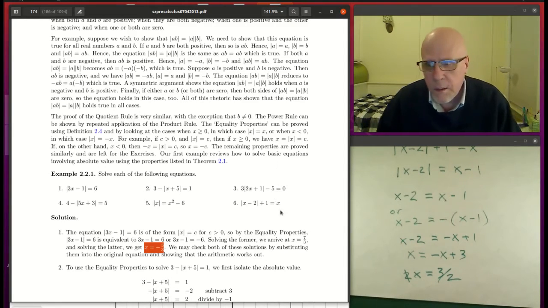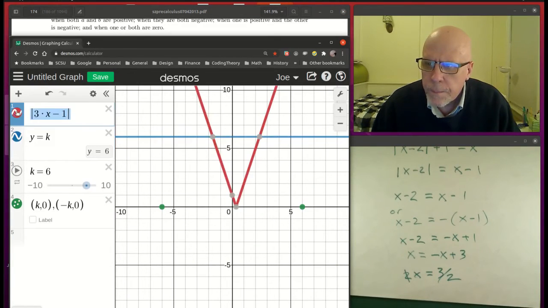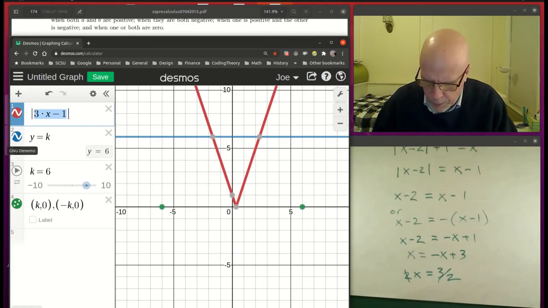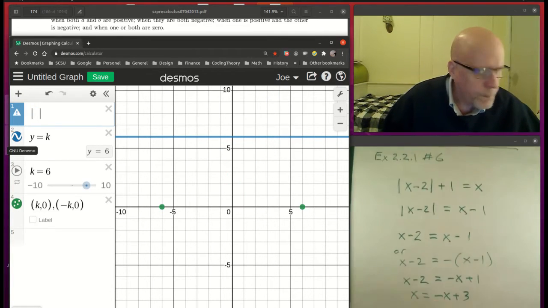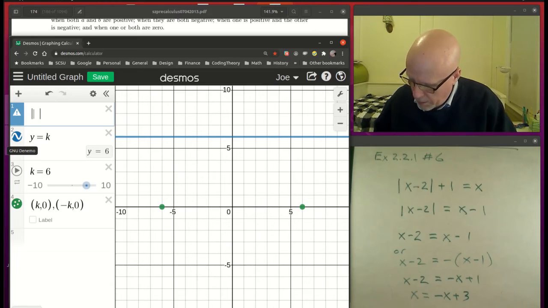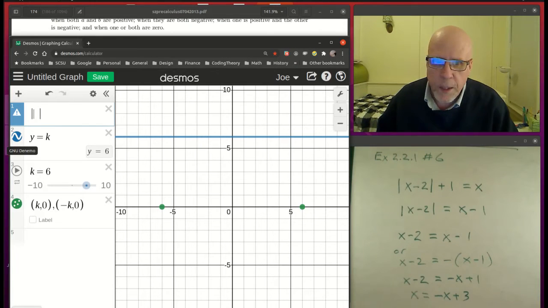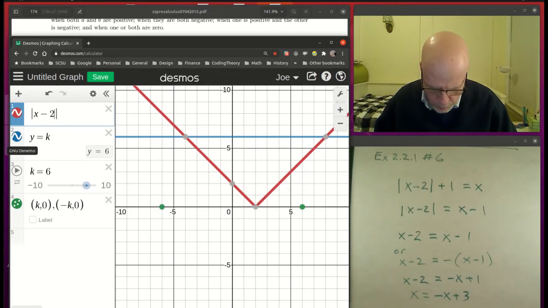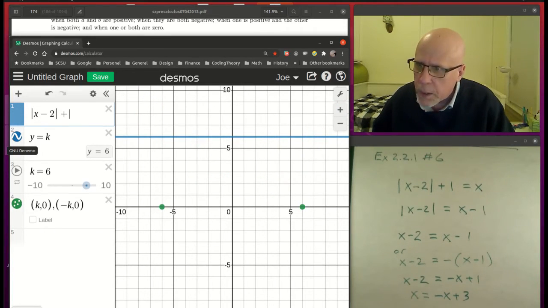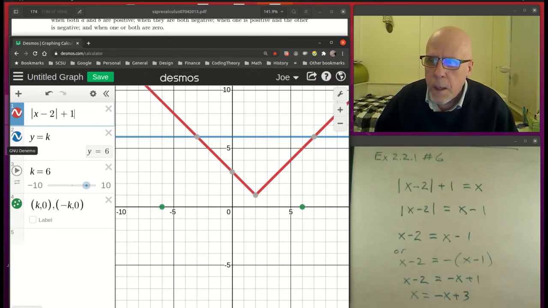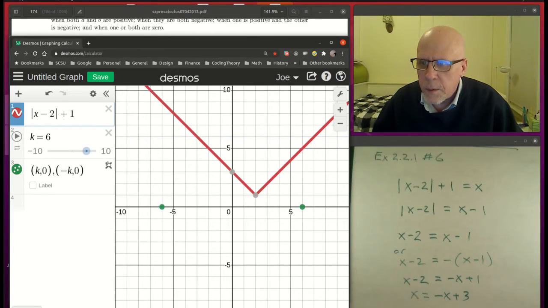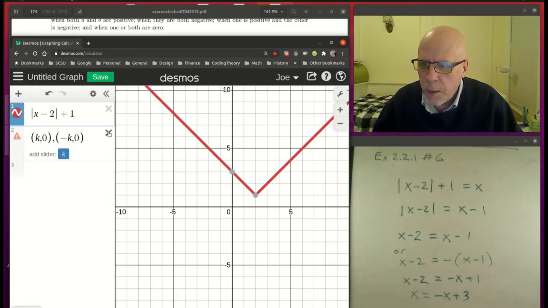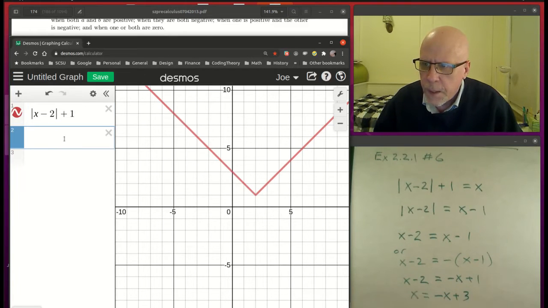Let's again verify that with a graphical method. So what was inside our absolute values in this case? Well, I'll stick with the original form. It had x minus 2 in absolute value, and then there was a plus 1 on the outside. Let's not do this with the slider anymore. The other side of that graph was simply y equals x.